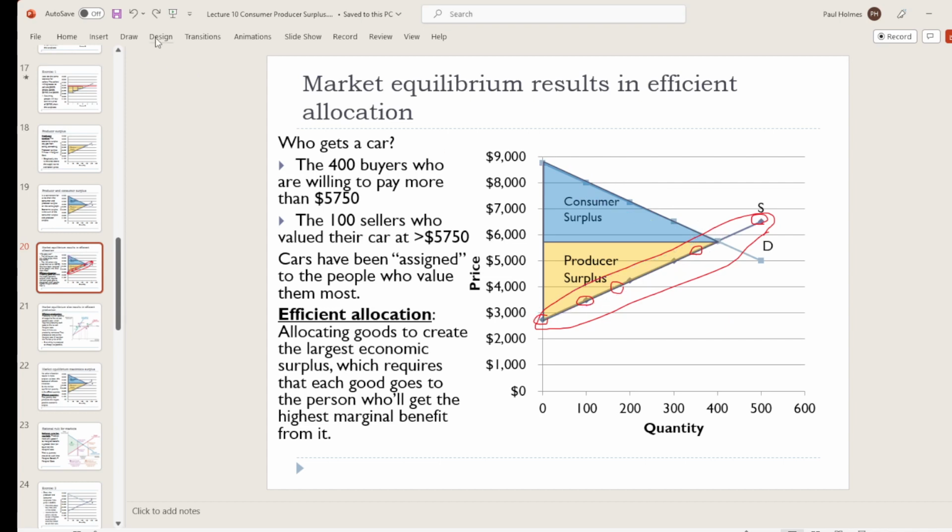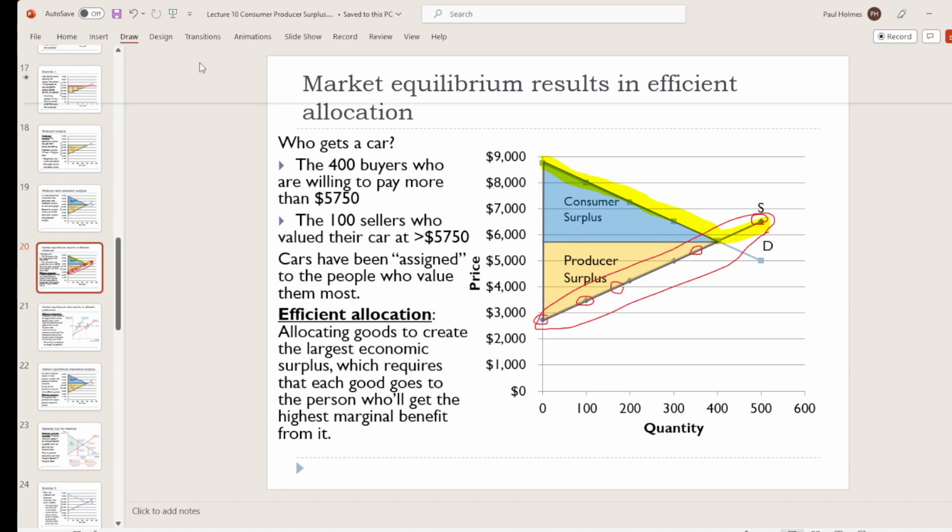Okay, so who has ended up with a car? Maybe I'll try using this highlighter here. It's these people and these people. That is, the cars have ended up in the hands of the 500 people who value them the highest, because the values of all of these 400 buyers and these 100 sellers are all above $57.50.